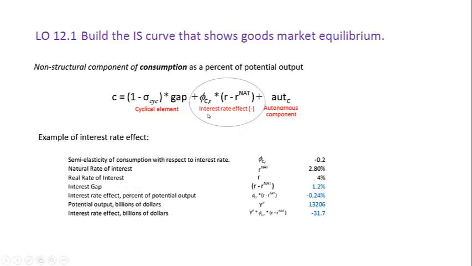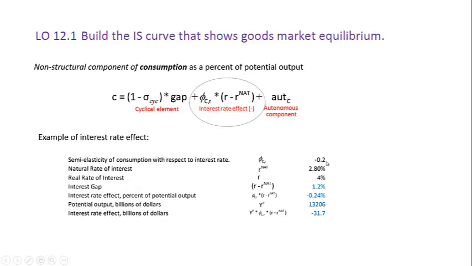What does the interest rate effect tell us? It tells us that when the interest rate rises, we tend to pull back on our consumption, and we've expressed this in terms of a semi-elasticity. That's the percent change in consumption as a fraction of potential output given some basis point change in interest rates. So let's see how we would compute that. Let's assume that that semi-elasticity is minus 0.2.